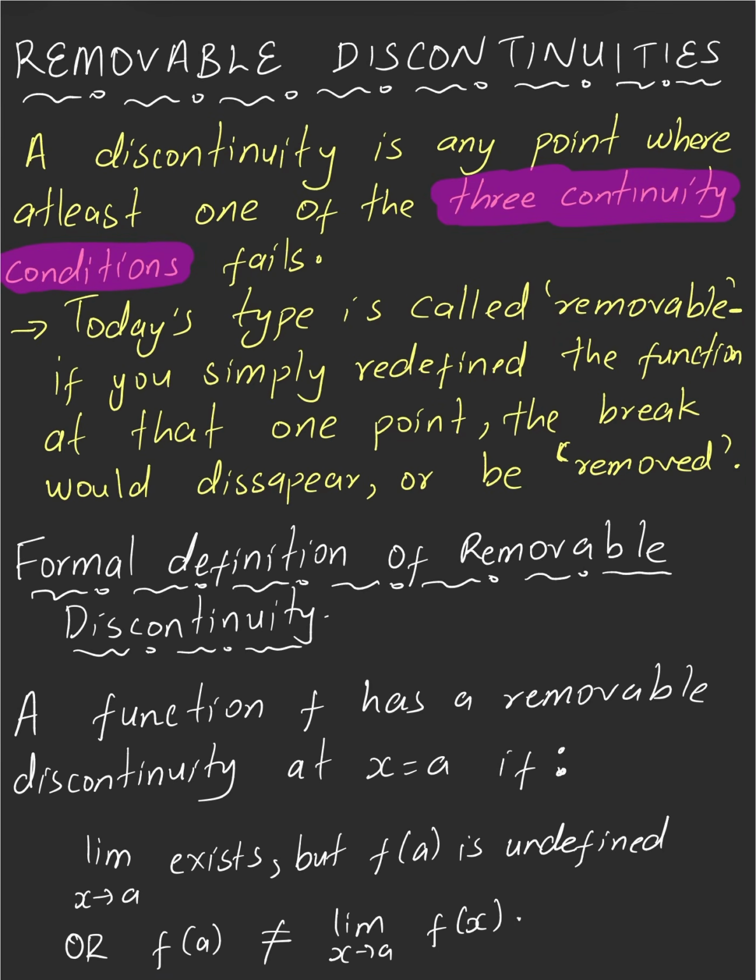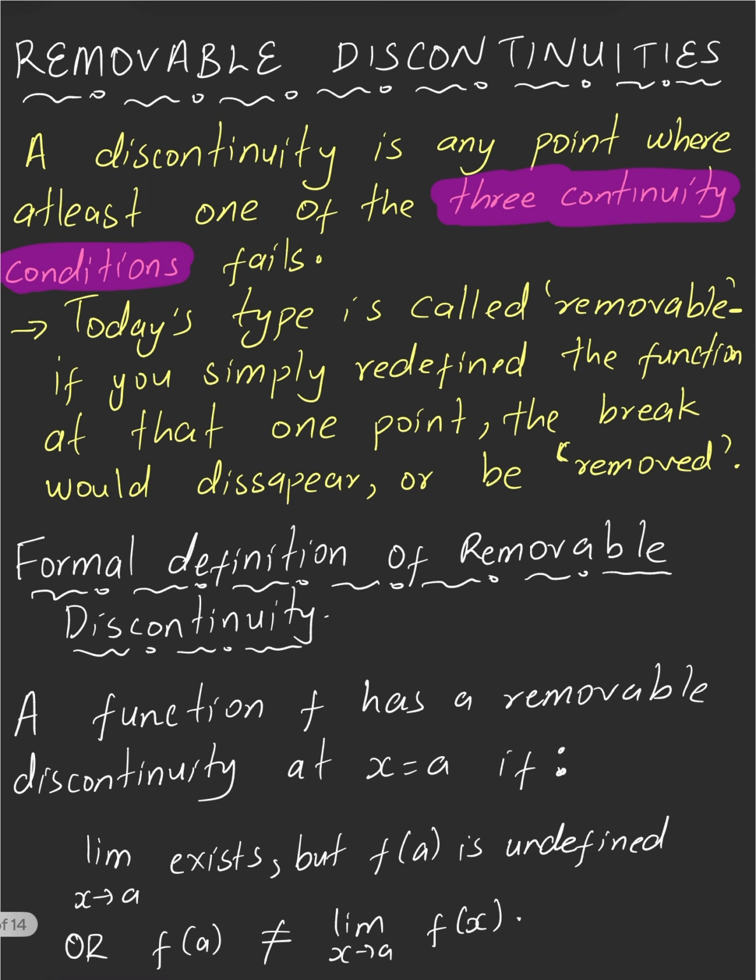Okay, in the next few series of videos, we're going to talk about discontinuities. Makes sense after just talking about continuity. And essentially, a discontinuity is any point where at least one of the three continuity conditions fail. If you don't understand what I'm talking about with these three conditions of continuity, go back to my previous video. I explained that in detail.